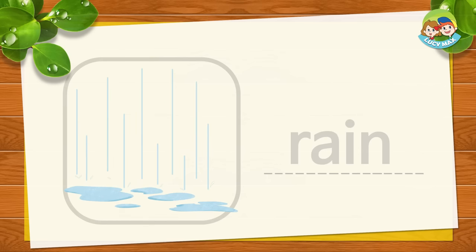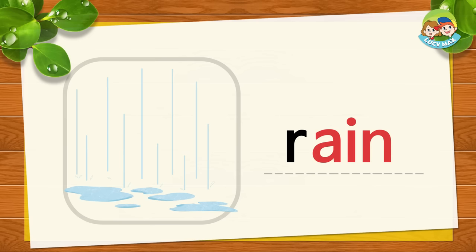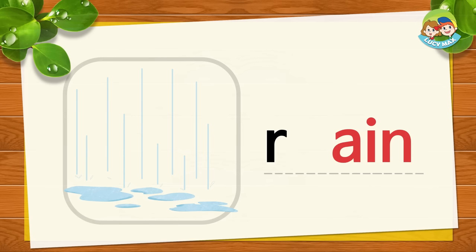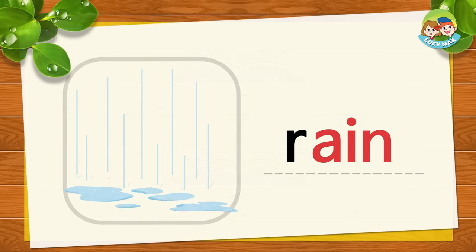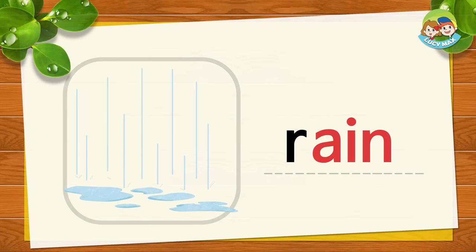It is rain. R and ain together is rain. Ain, rain. Say it with me. Ain, rain. Nice.